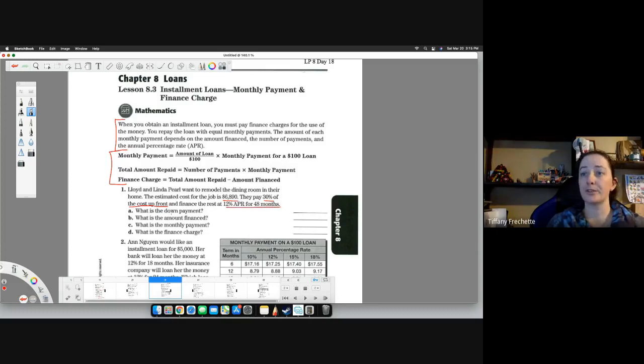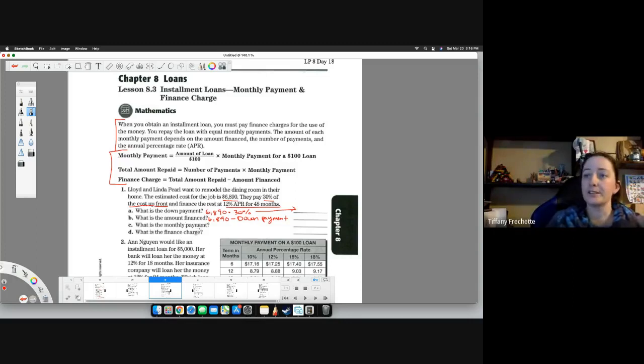So the first thing they ask us to do is, what is the down payment? So we're going to take the amount of the total job. We're going to multiply that by 30%. And that'll tell us what our down payment is here. The amount financed is the total amount here minus the down payment. And these are actually coming from section 2. We learned how to calculate down payment and the amount financed. So these two calculations came from section 2.